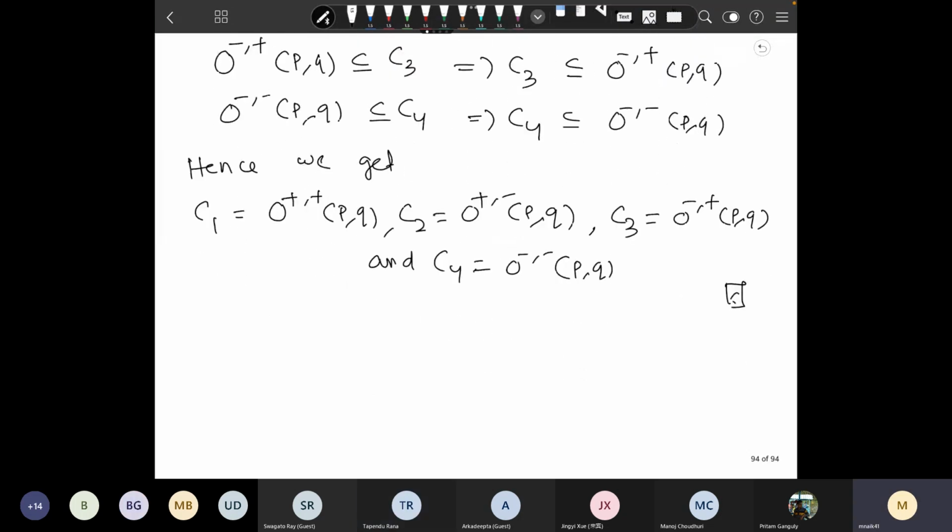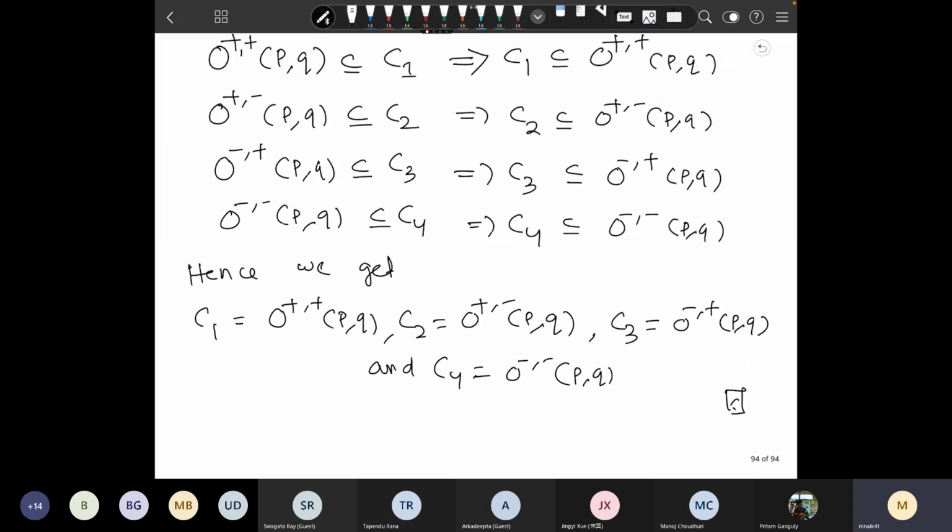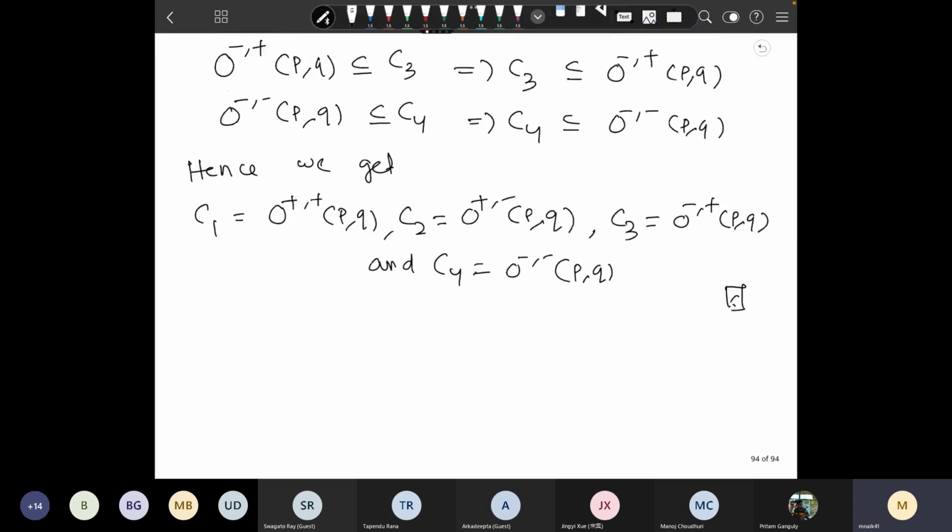Okay. So now we have found the connected components of O(P, Q). Now I take the determinant map from O minus minus (P, Q). I have shown in the previous lecture that if something belongs to O(P, Q), then the determinant is either plus or minus 1. So it will land inside {plus 1, minus 1}. This is a continuous map.